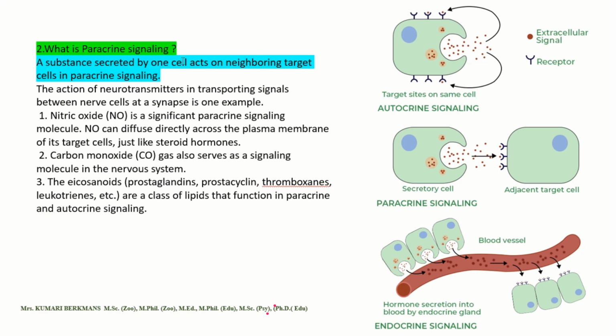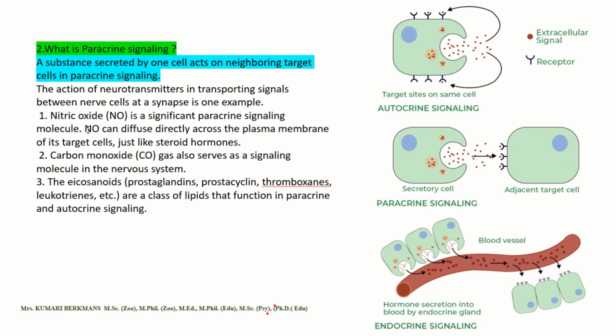Next one, let us see what is paracrine signaling. This is very interesting signaling. See, this is a secretory cell that is secreting the mediator, and these mediators are received by the adjacent target cell, and then the work will be done. Whatever message is passed, that will be done.